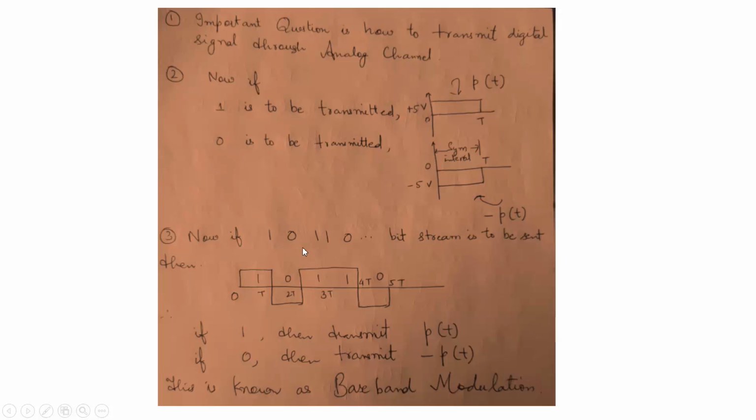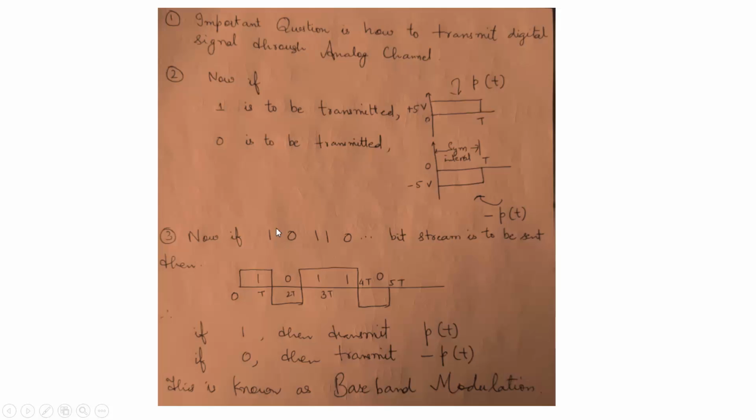For example, this is the bit stream 10110. The symbol period, or the time period of this plus 5 volt corresponding to this 1, will be known as the symbol period, right? It will be from 0 to capital T seconds. When 1 comes, it will be the first symbol. When 0 comes, it will be the second symbol. So for this bit stream, we have the first symbol, second symbol, third symbol, fourth symbol, and fifth symbol.